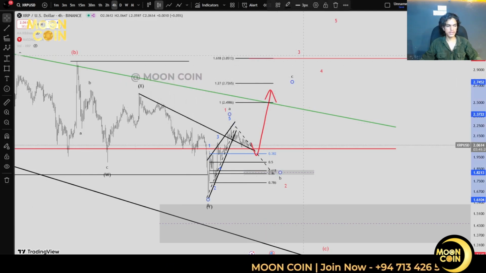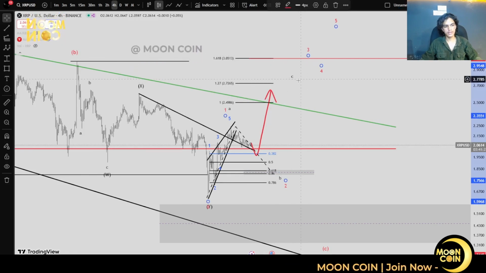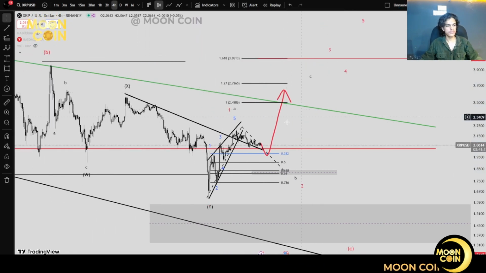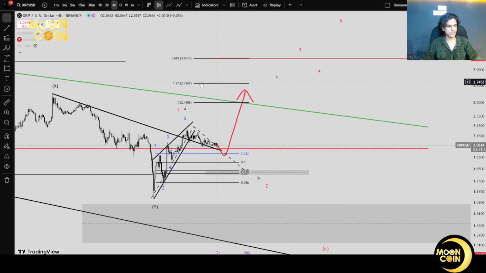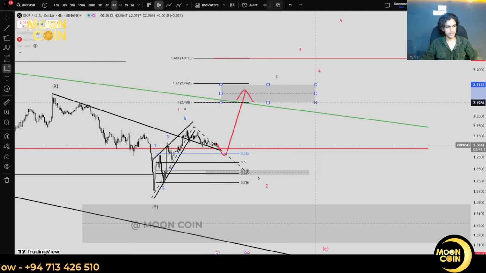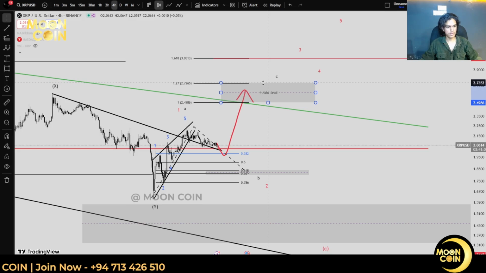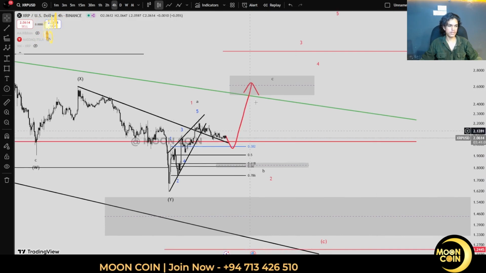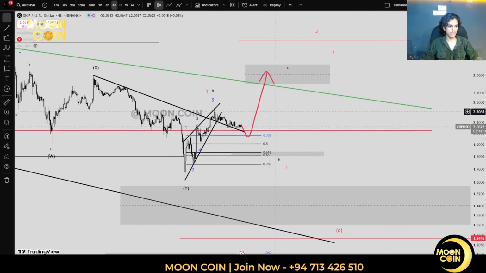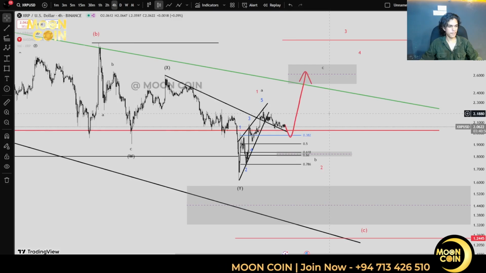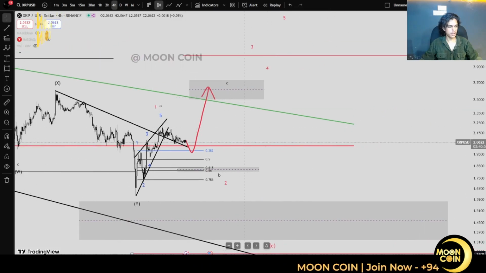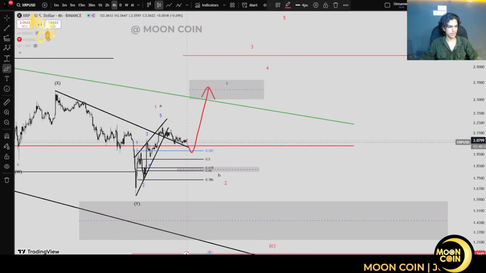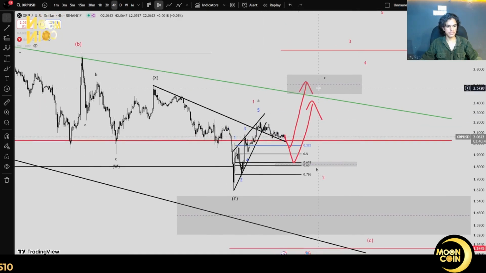Until this 1.6 level is reached, I'll consider anything to be a C wave. So this is the range where the C wave can end. So this will be the range where the C wave can complete. Okay, so I hope the market is planning for a small drop and then a pump to the upside.